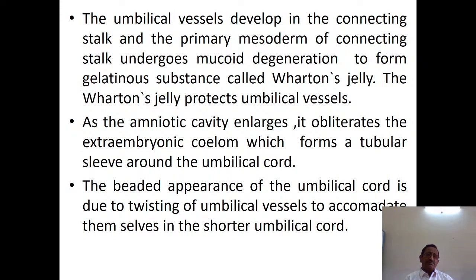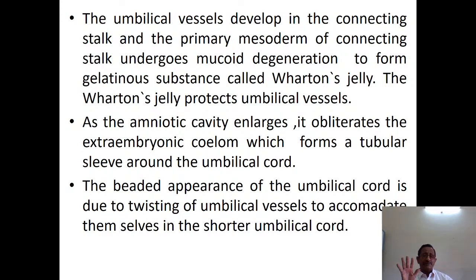The umbilical vessels develop in the connecting stalk, and the primary mesoderm of the connecting stalk undergoes mucoid degeneration. So these umbilical vessels develop in the allantois, and the allantois comes into the connecting stalk. So these vessels will be developing in the umbilical cord, and now the primary mesoderm of the connecting stalk undergoes mucoid degeneration to form a gelatinous substance called Wharton's jelly. So the primary mesoderm forms Wharton's jelly in this umbilical cord. The Wharton's jelly protects the umbilical vessels.